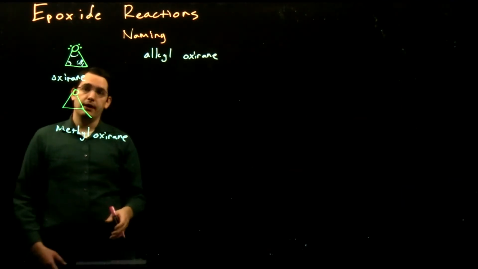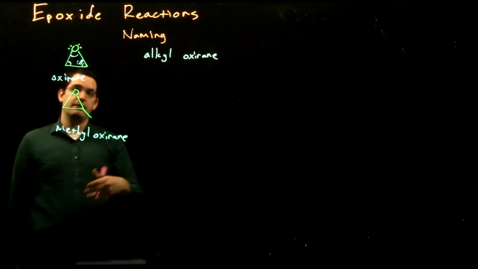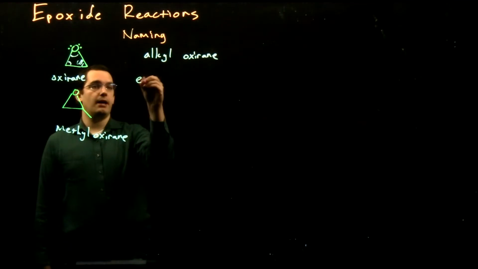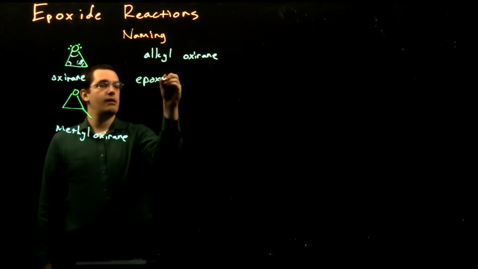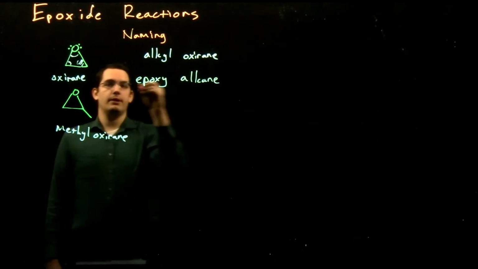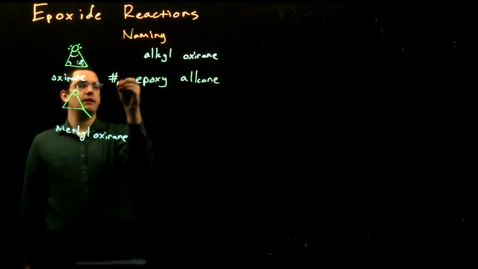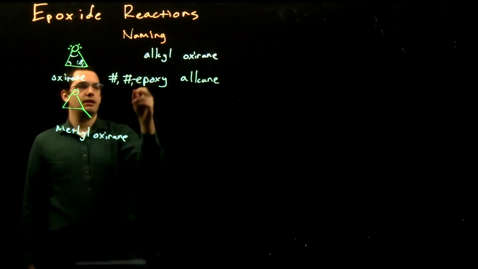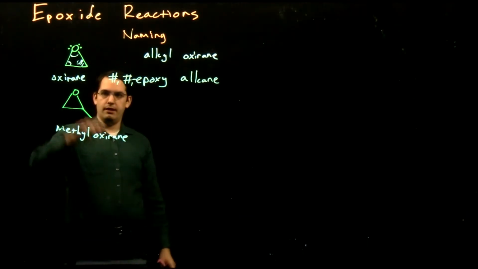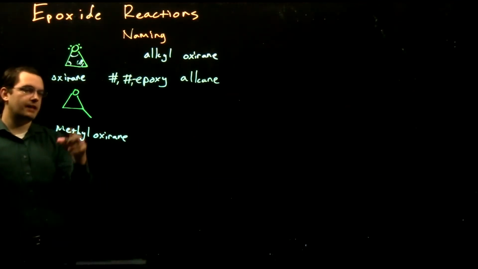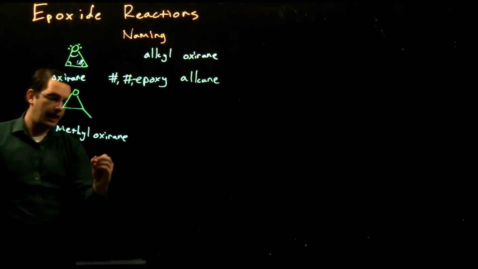The second possibility is naming that epoxide as a branch coming off of our alkane chain. So this would be naming it as an epoxy alkane. Here we would need two numbers in order to indicate the two carbons that are attached to that epoxy group in the ring. So here we have our three carbons here.